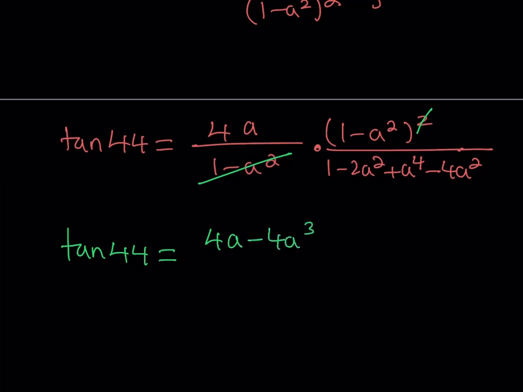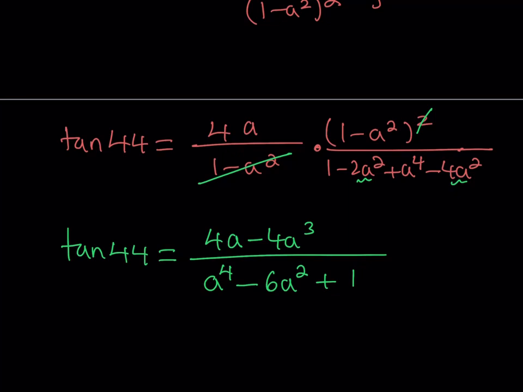And then that is going to be divided by the bottom one. If I write it in the standard form, a to the 4th power, and obviously here I have two terms that I can simplify. That's going to become negative 6a squared and then plus 1. So this is the value of tangent 44 in terms of tangent 11. Remember, we started off with tangent 11 and we got to tangent 44.